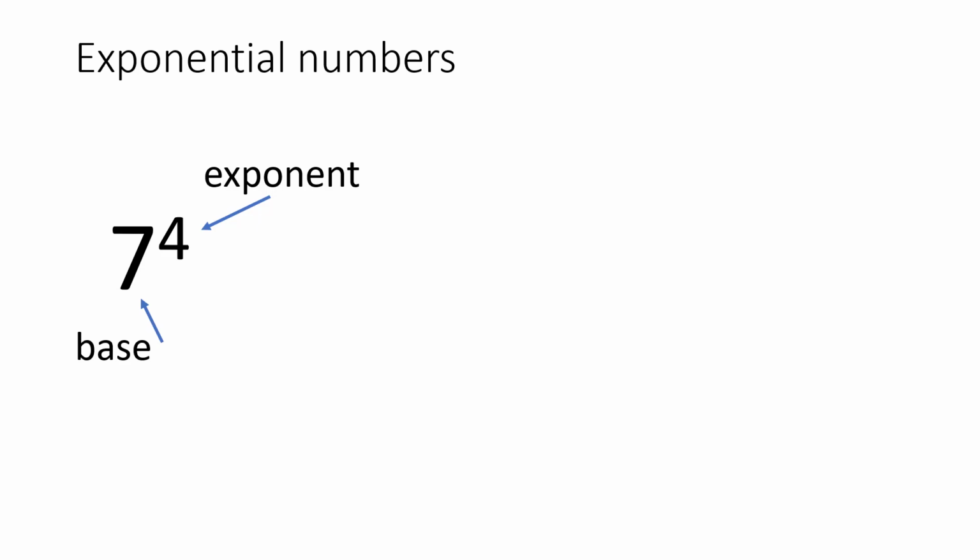In this section, we'll review some basic rules about working with exponents and about order of operations. Just to refresh your memory, when I have numbers written like this, the larger number on the left is called the base, and the smaller number that's up a little higher on the right is called an exponent.